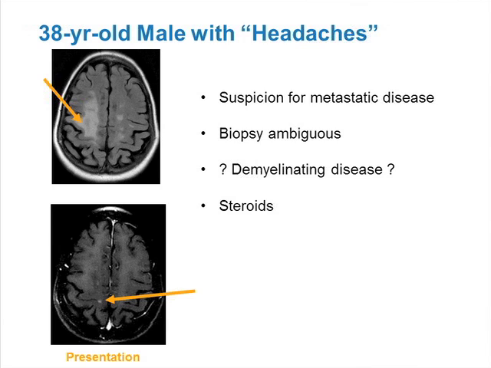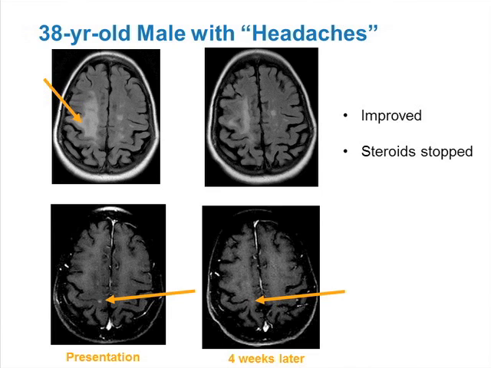This next case is a 38-year-old male with headaches. At the initial presentation, there was suspicion for metastatic disease, and a biopsy was obtained that was ambiguous, but the question was raised of demyelinating disease, and steroids were started. 4 weeks later, the patient was much improved and re-imaged, and you can see that there's a dramatic change in the brain presentation, and the steroids were stopped.